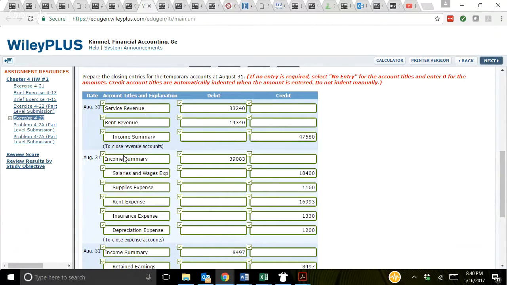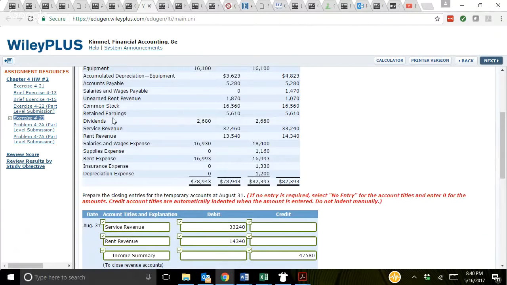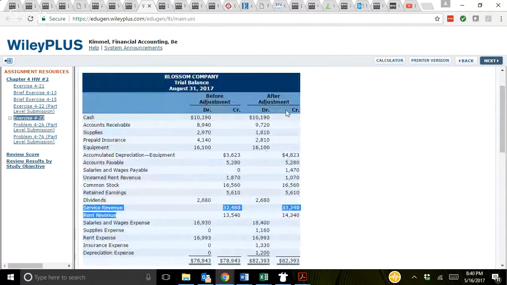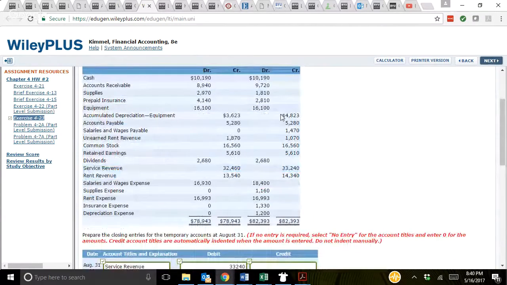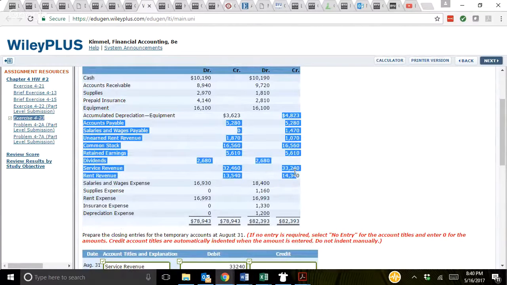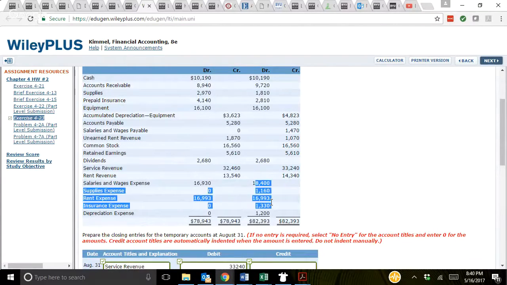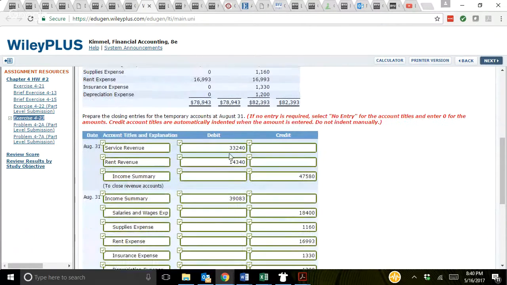We're closing out the revenue accounts, and we only have 2 types of revenue. We have service revenue and rent revenue. Again, this is after adjustment, so we're looking at these numbers out here and these numbers here. We're not looking at the before adjustment, just the after adjustment numbers. And we're closing the revenue accounts out into the income summary.